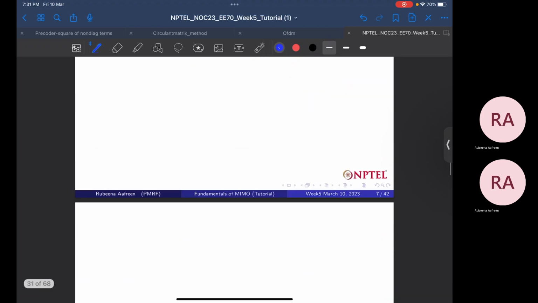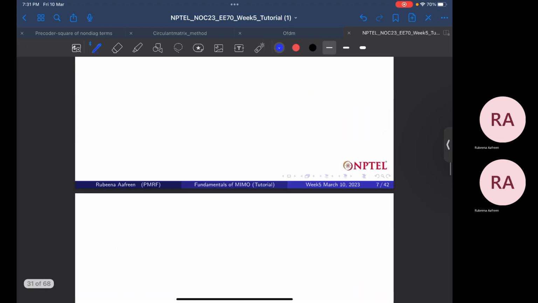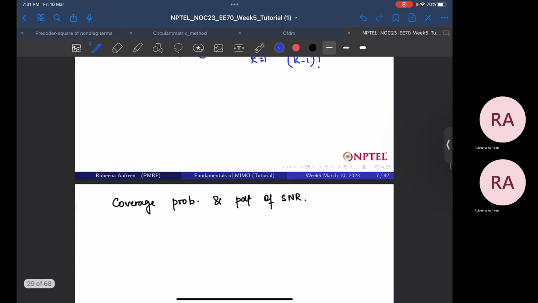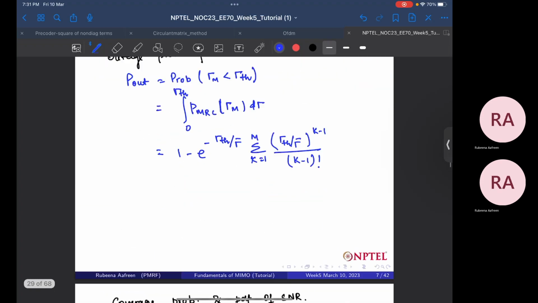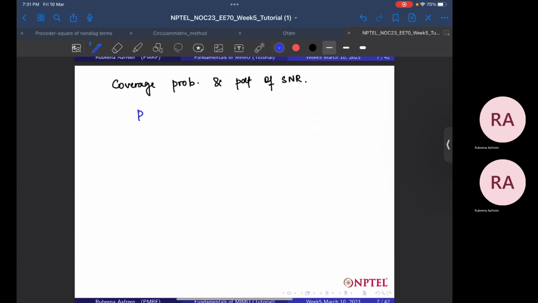After that, coverage probability in MRC, this we'll see. But what I wanted to show is that this is the outage probability. We will be doing the coverage probability in PDF. So the PDF of SNR, as I have told here, this is PMRC, which is given as gamma to the power of m minus 1 e to the power minus gamma by gamma bar divided by gamma bar to the power m into (m minus 1) factorial.